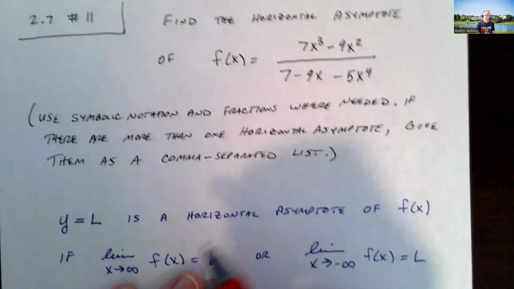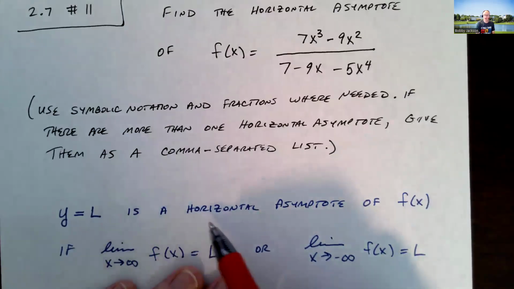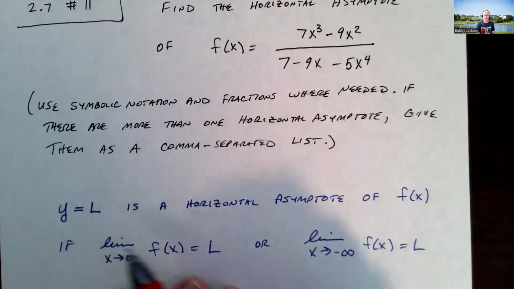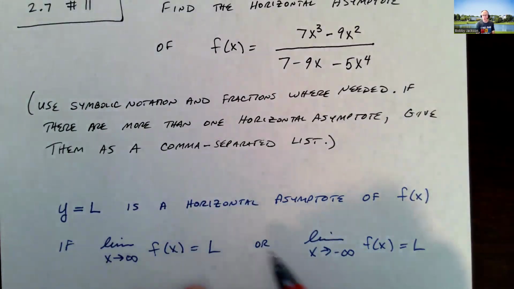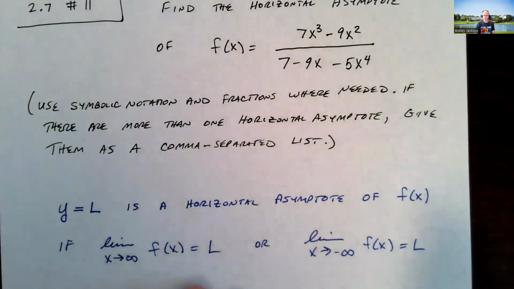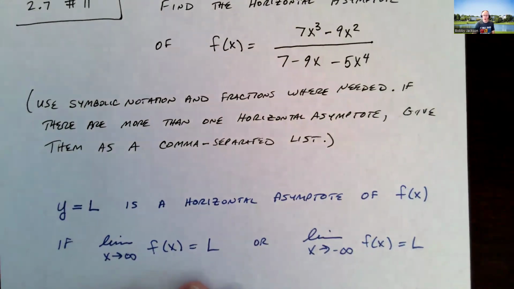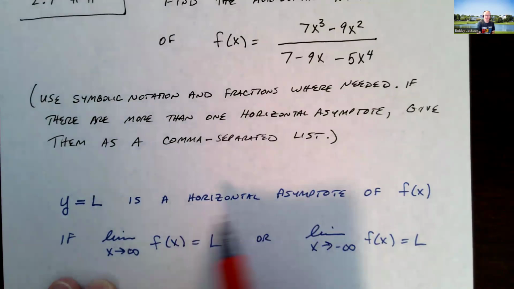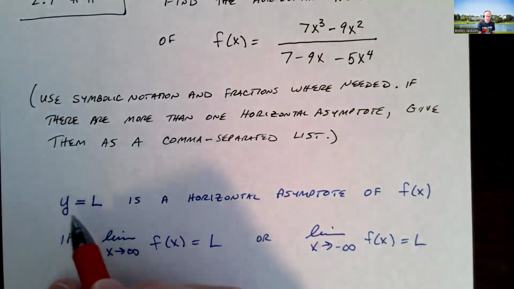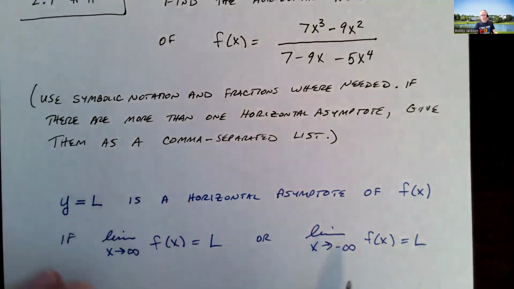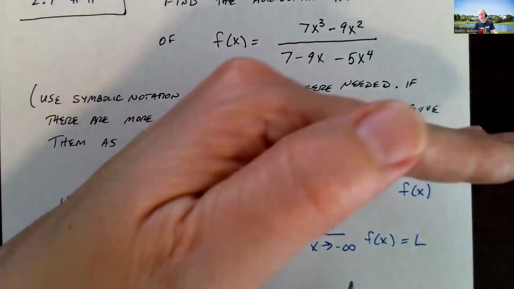Now remember, y equal L is a horizontal asymptote of the function f of x if the limit as x goes to infinity of f of x is L, or if the limit as x goes to negative infinity of f of x is L. And so remember, a horizontal asymptote is a horizontal line. So it has an equation. It's always of this form, y equal some number, right? So a horizontal line at some constant height, y.